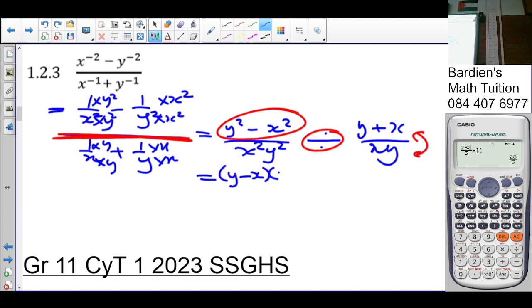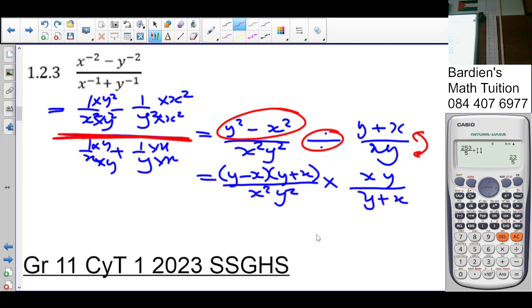So y minus x, y plus x, all over x squared, y squared, times x y over y plus x. So y plus x cancels y plus x, x cancels with one of those, y cancels with one of those there. So it's y minus x over xy. Okay.